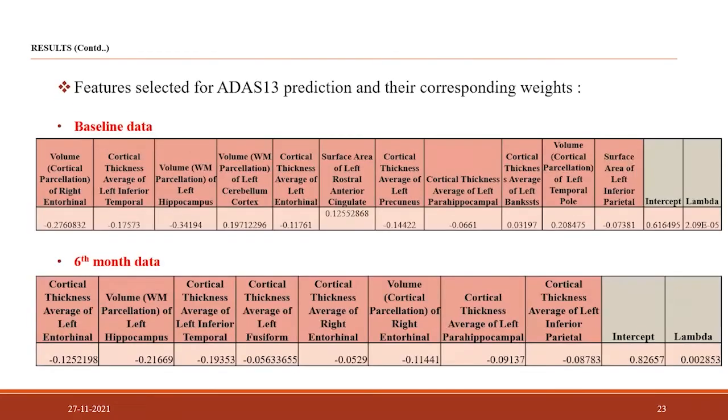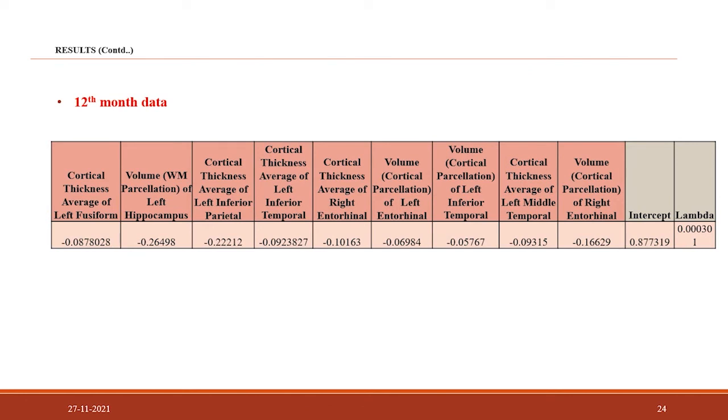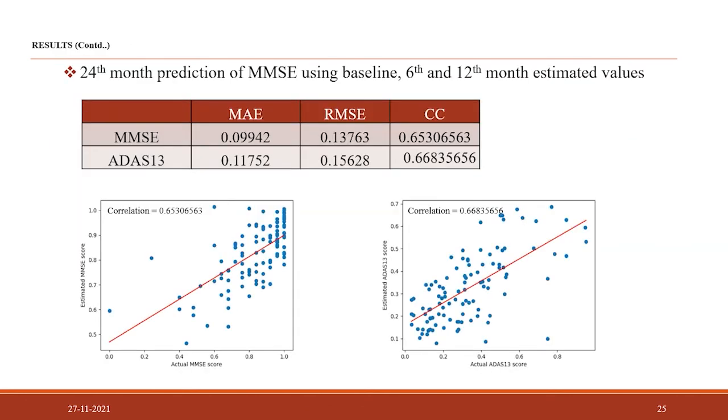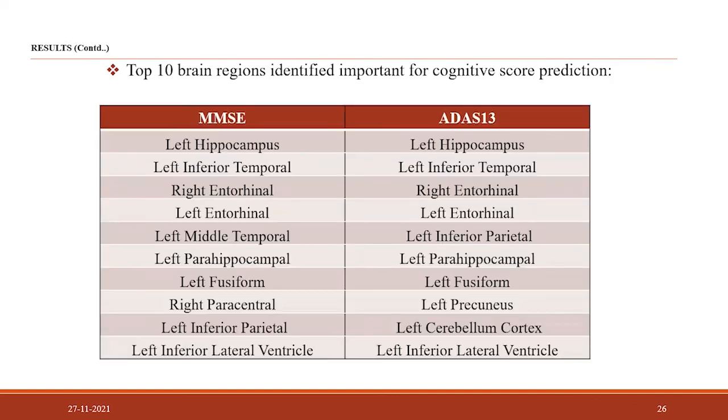These are the features selected for ADAS-Cog 13 prediction and their corresponding weights for baseline, 6th month and 12th month data. And based upon the baseline, 6th and 12th month, the 24th month prediction is done for MMSE and ADAS-Cog 13. And the results of mean absolute error, root mean square error and correlation coefficient are given for this. And the top 10 brain regions that are important for cognitive score prediction are selected.